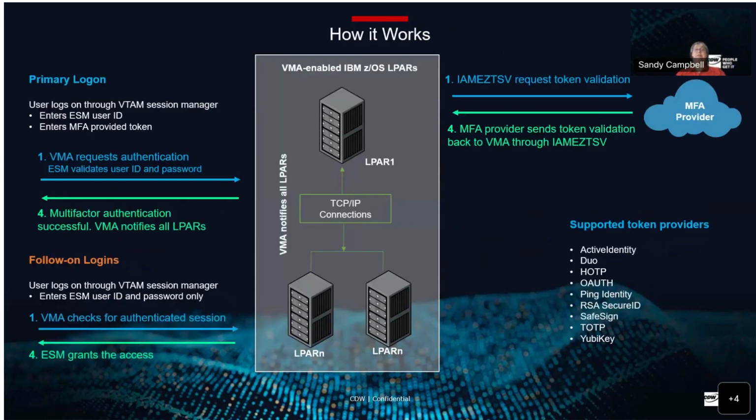So here's a schematic of how this works. You have a primary logon on the left. You're coming in, you're providing your user ID and password, and then it's being sent off to your MFA provider on the right, and then you're getting a token or a validation being sent, and then your end user, with number 4 here on the left, you're getting your validation is successful, and then it VMA notifies all LPARs.